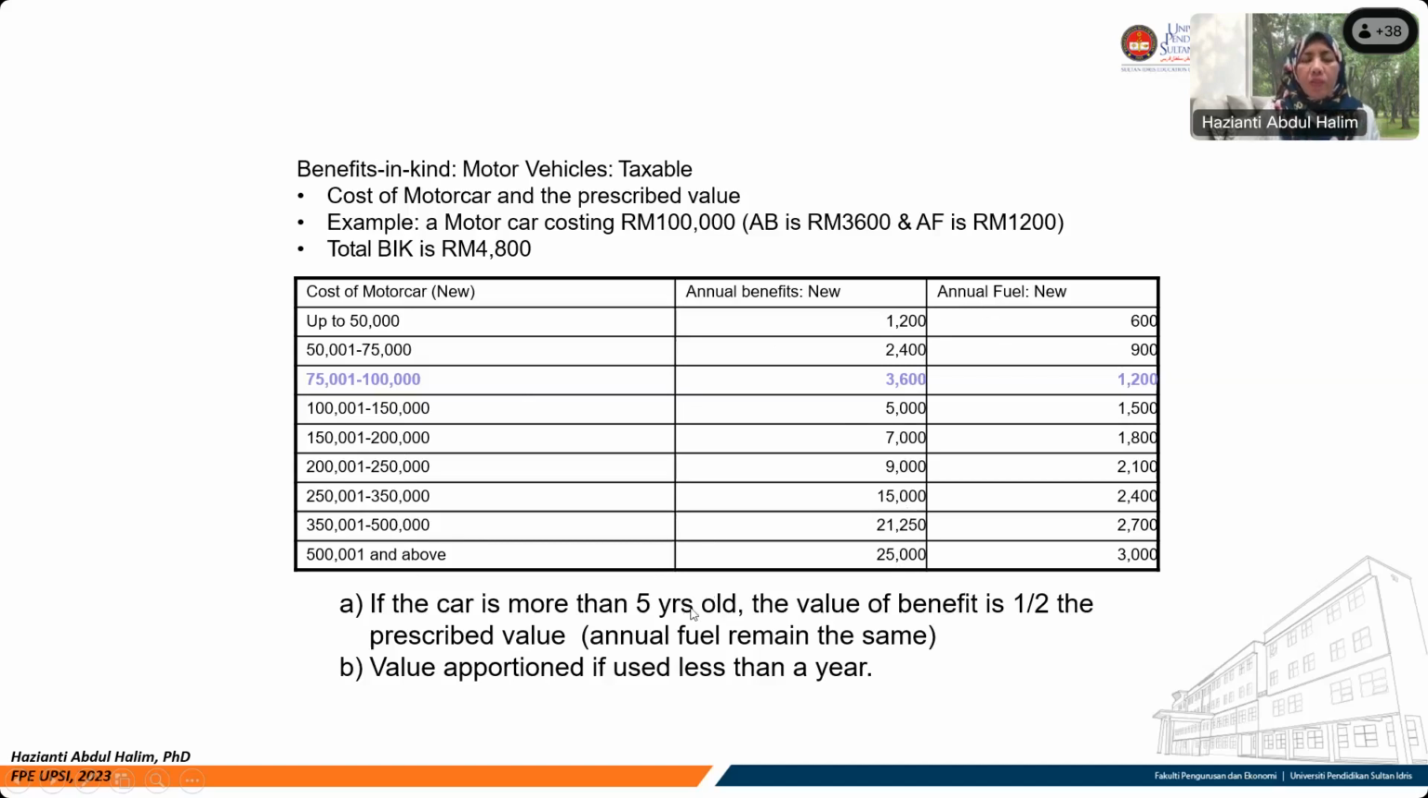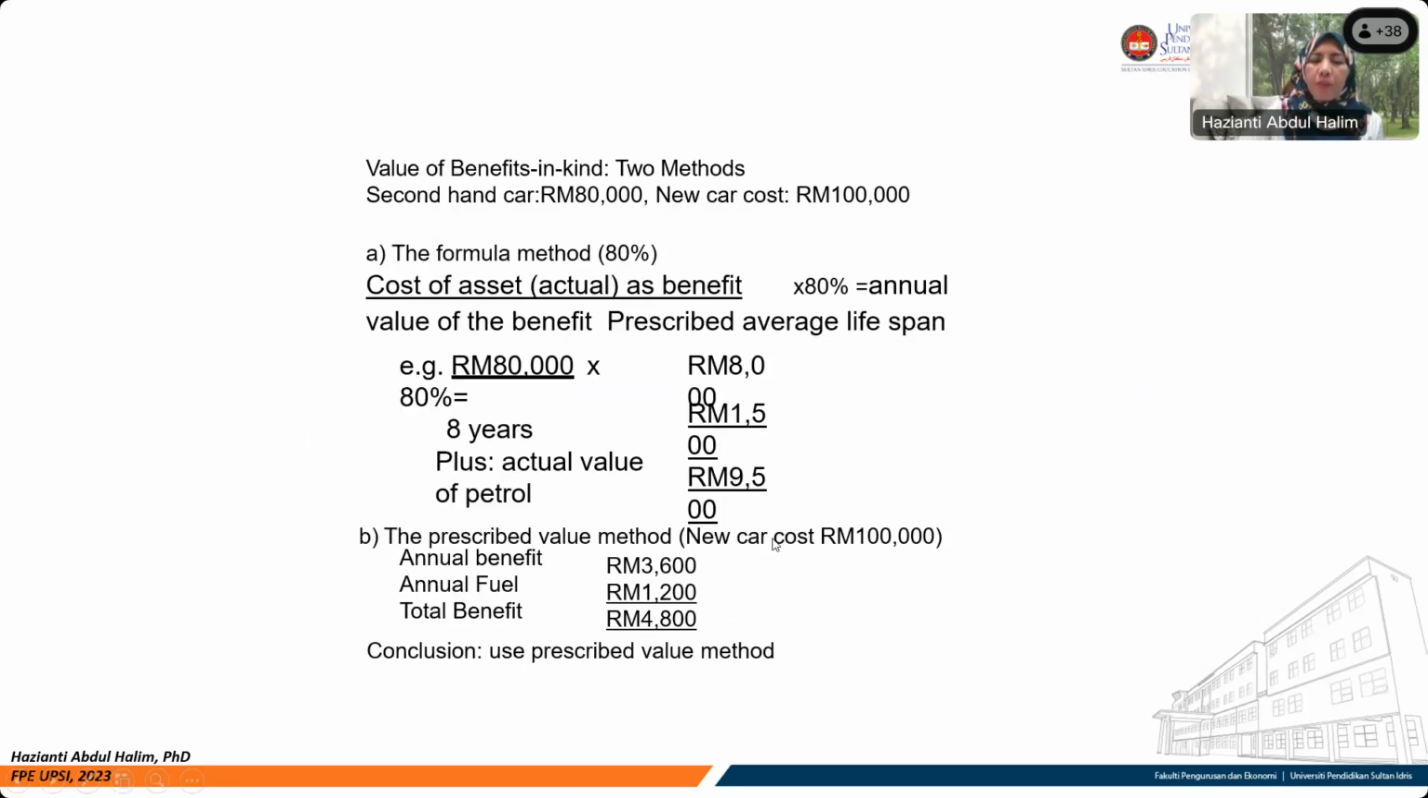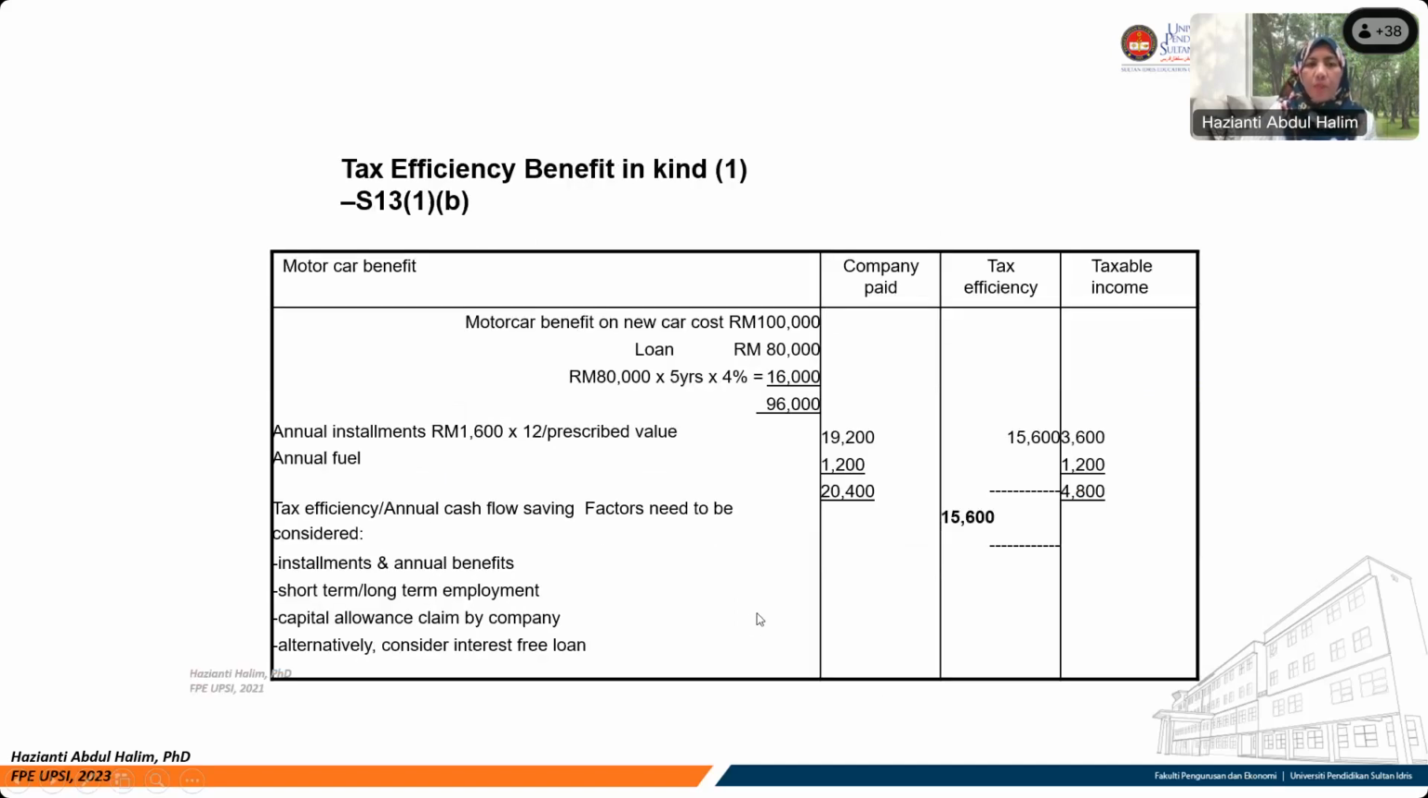So kalau kereta tu more than 5 years old, the value of benefit is half the prescribed value. So annual fuel remain the same. So if you get a car for less than a year, the value will be proportioned. Alright, so kita pakai prescribed value method ni, we just take the annual benefit and annual fuel. So this is the total benefit that you will get. And this figure will go to your calculation of employment income. Alright, kita boleh kata the tax efficiency lah for benefit in kind.